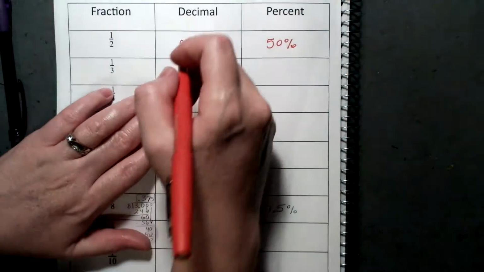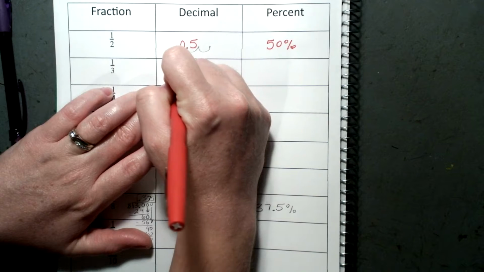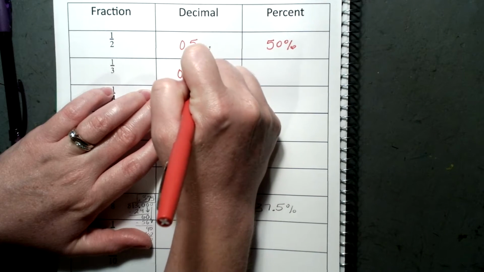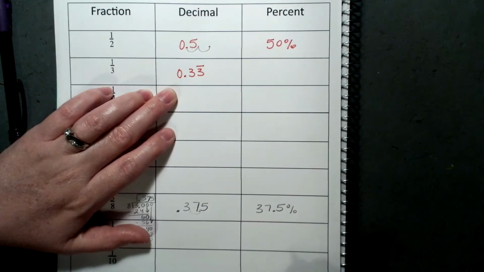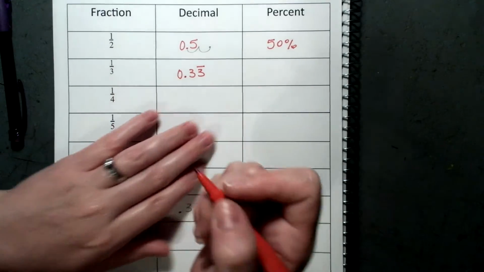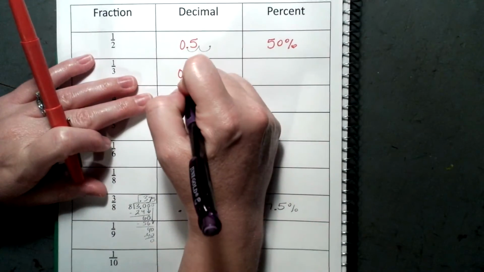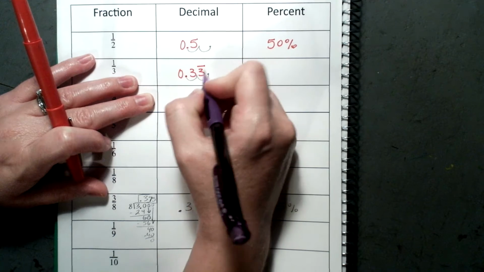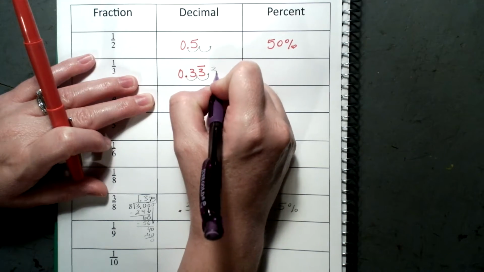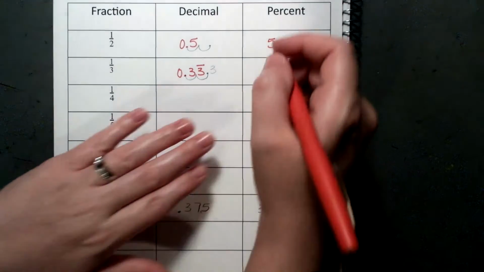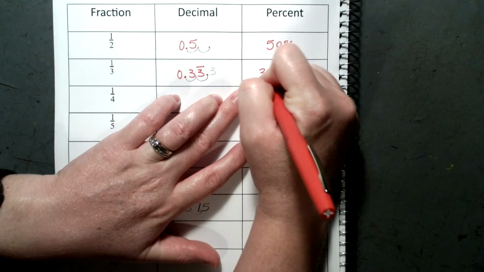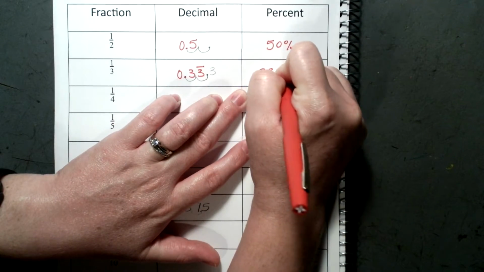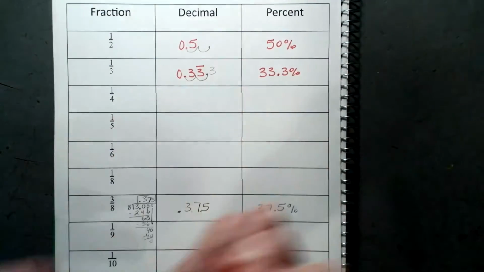For 1/3, you should have gotten 0.33 repeating. So for my percent, remember when I do that, I'm going to move my decimal 2 places to the right. But then since that's repeating, I'm going to go ahead and add one more 3 right there. So my percent would be 33.3%.